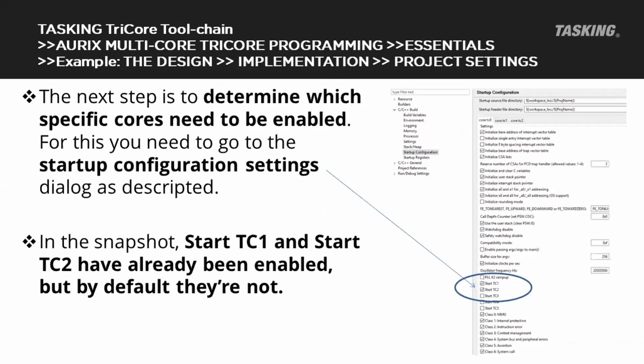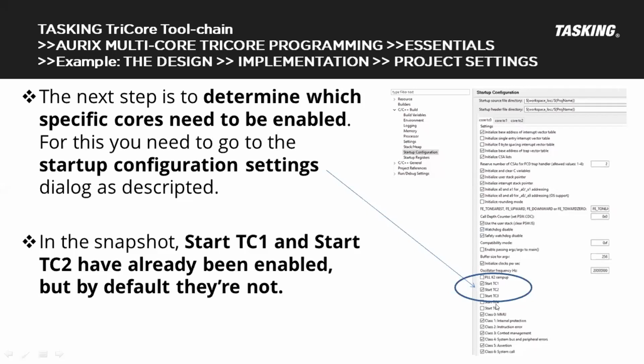Okay, because we are building a multi-core based application, we have to do some extra configurations. You have to right-click on the project, go to Properties, and under C++ Build, go to the startup configurations and select the cores that are going to be used for your application.